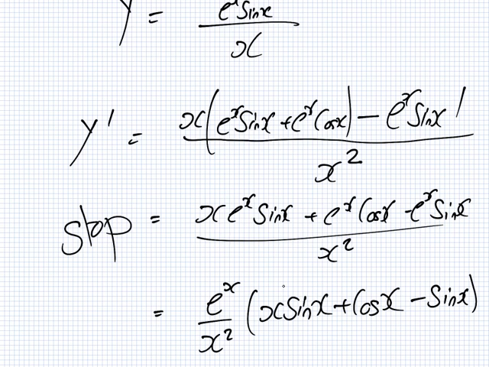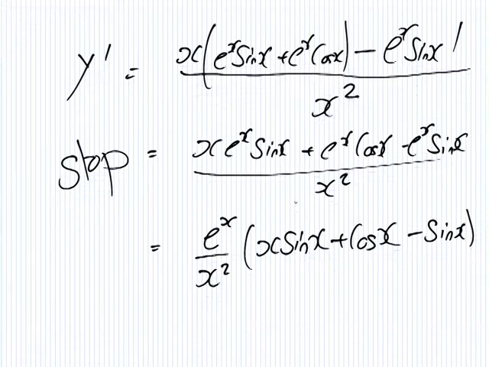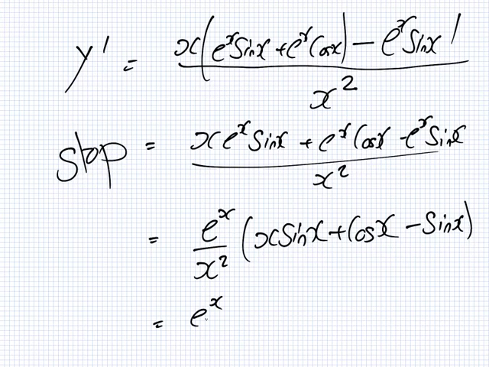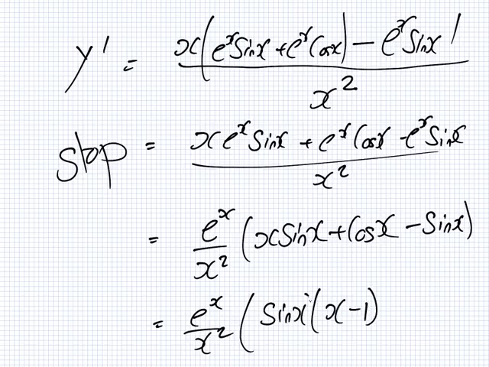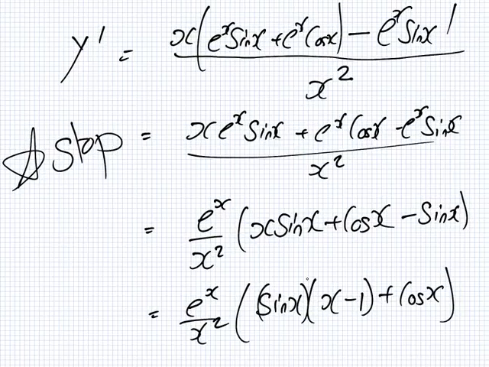But if you want to simplify a little bit more, you could then say e^x over x squared, bracket sin x, bracket x minus 1, plus cos x. Now, like I said, you can stop here in the exam and still get full marks. They never ask you to simplify. So stopping here is totally fine, okay? You might need to write this down.